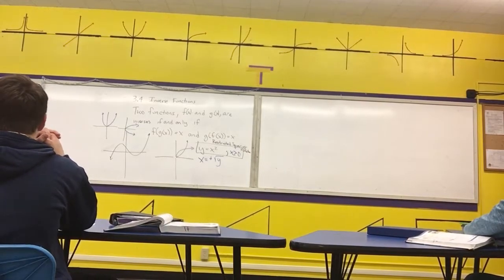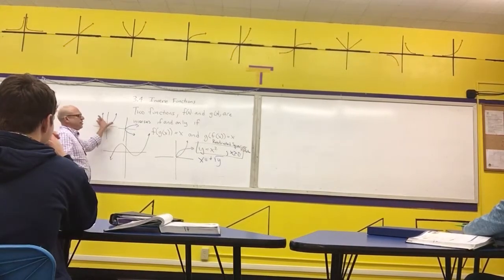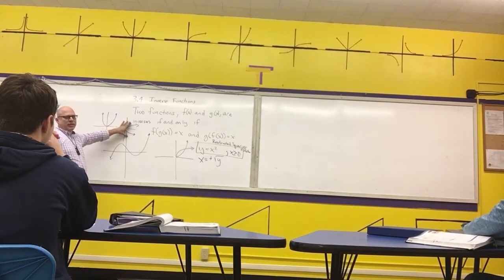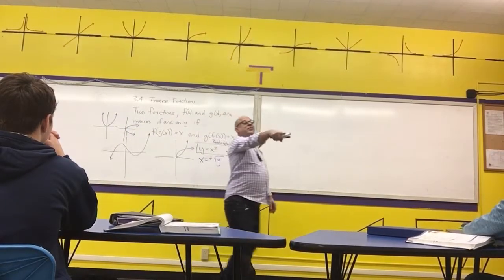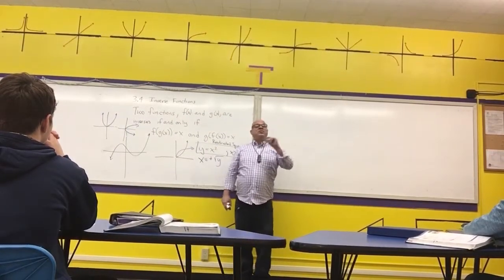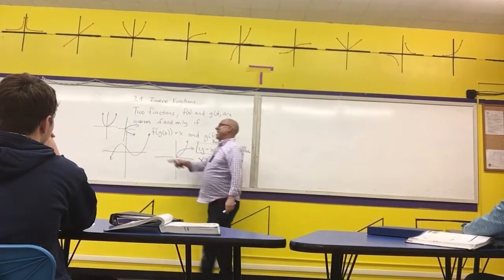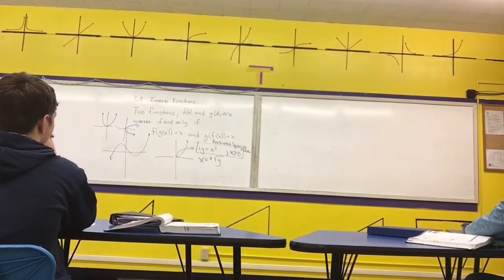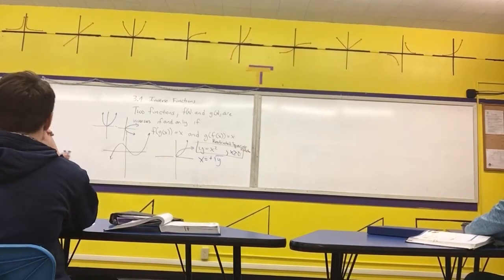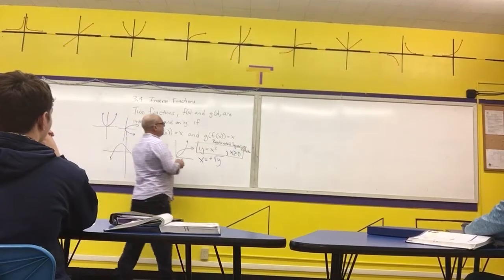Looking at this graph, just by looking at it, can you tell me whether or not this one is going to pass the vertical line test? No, it cannot. There is a horizontal line test. If a graph passes the horizontal line test, it has an inverse. So in order for a function to have an inverse, it must pass the horizontal line test.